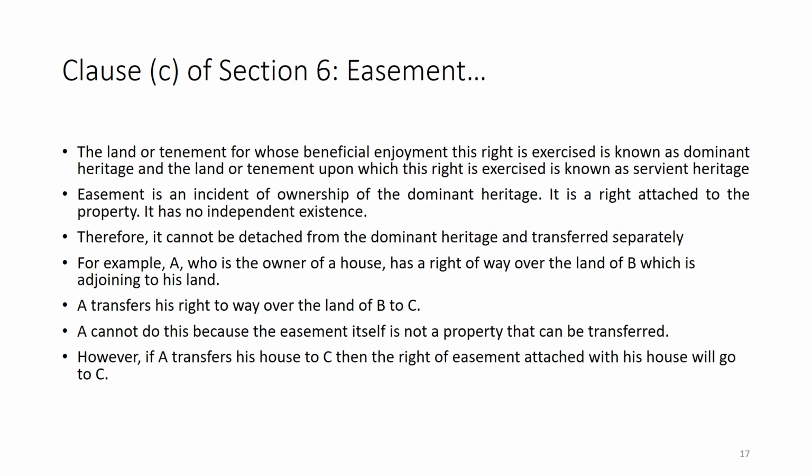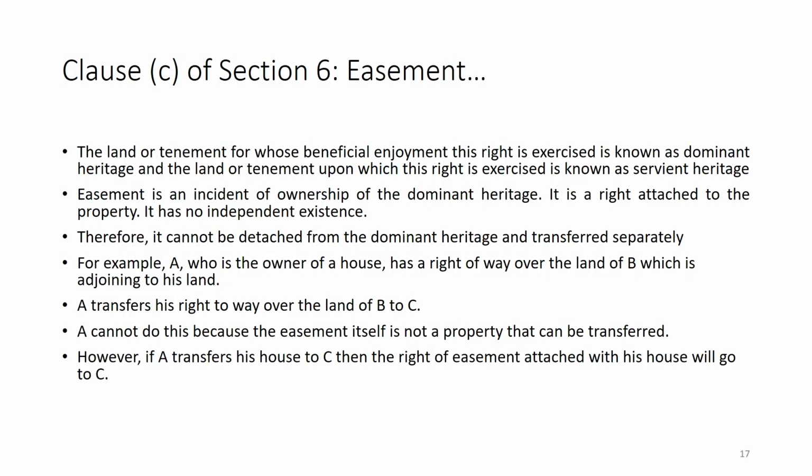A transfers his right of way over the land to B, and B to C. Only the right of way has been transferred, not the land. A cannot do this because an easement itself is not a property that can be transferred. So, only the easementary right belonging to a particular property cannot be transferred. When the property is transferred, the right will be automatically transferred through that property itself.